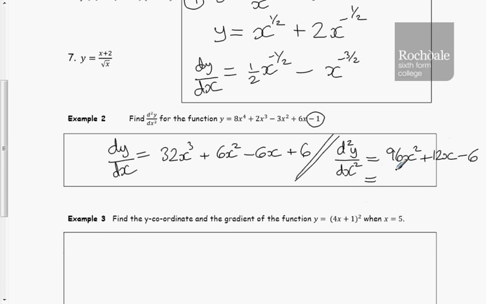The only thing you could do here, if you wanted to write it in another way, you don't have to, but if you wanted to, is to bring out a factor of 6. That would be okay. So that would leave us with 16x squared plus 2x, subtract 1 inside the brackets, but there's no need to do that. We don't have to. That's the end of example 2.